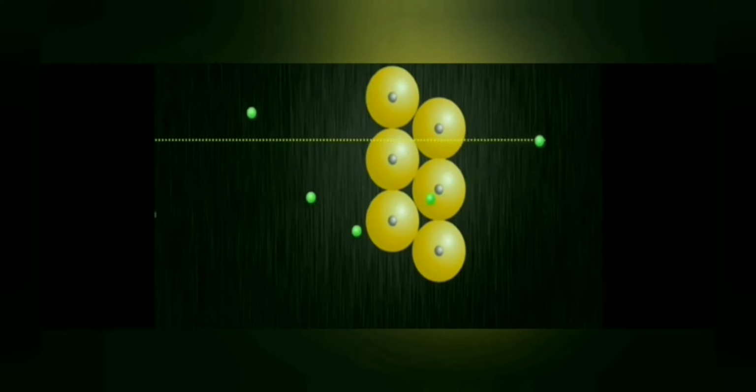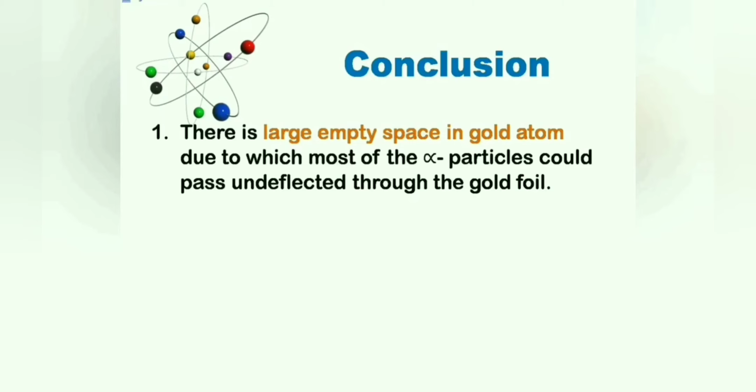You can observe that most of the alpha particles are passing straight, a small number of alpha particles are deflecting, and a very few are bouncing back. So the conclusion is that there is a large empty space in the gold atom, due to which most of the alpha particles could pass undeflected through the gold foil.